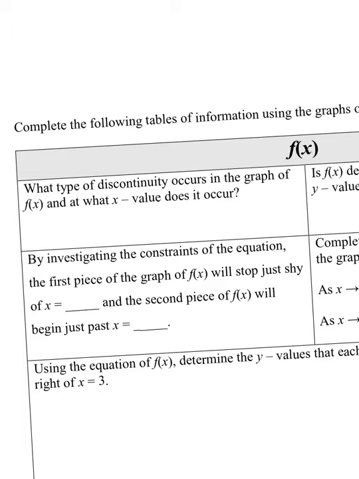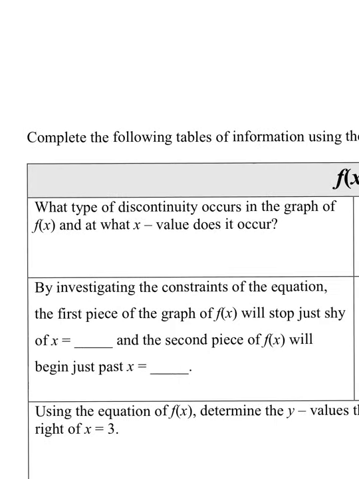All right, and we're looking at f of x. It asks us what type of discontinuity occurs in the graph of f of x, and at what x value does it occur? So look at the function f of x. What type of discontinuity occurs? This is what we call a jump. At what x value? We have an x value that's equal to 3. And this is a jump discontinuity.